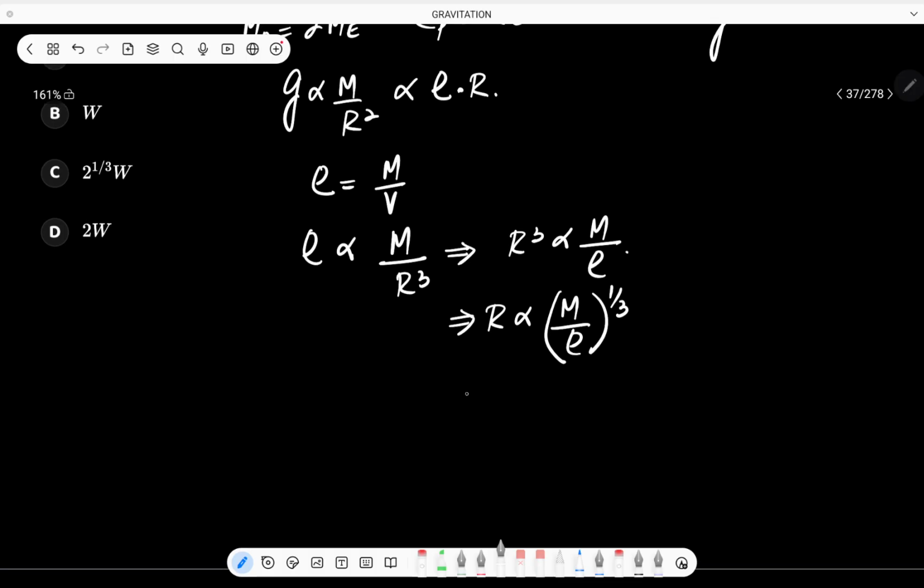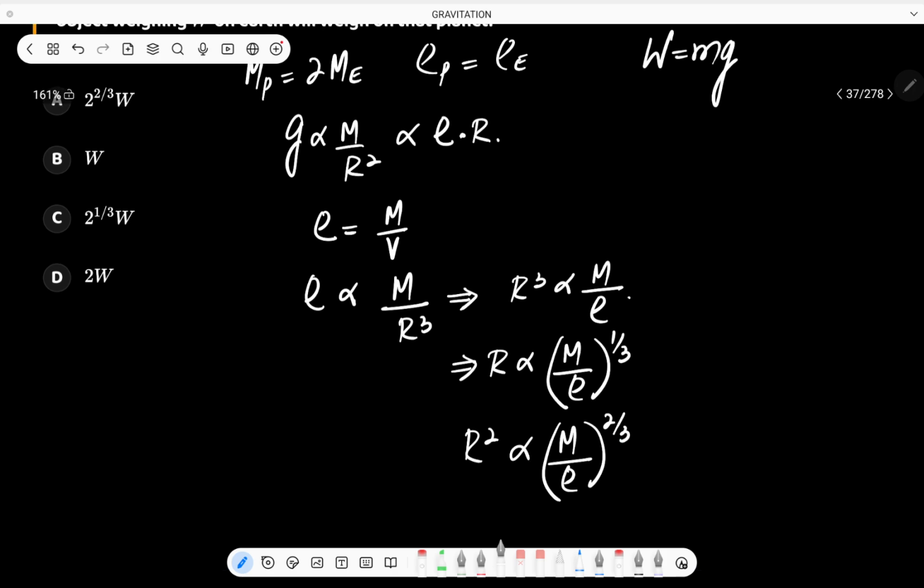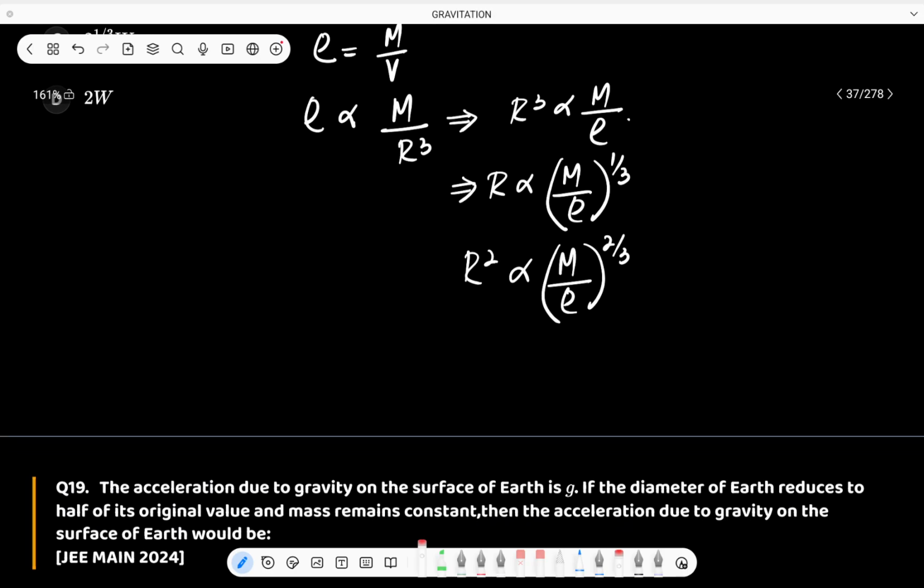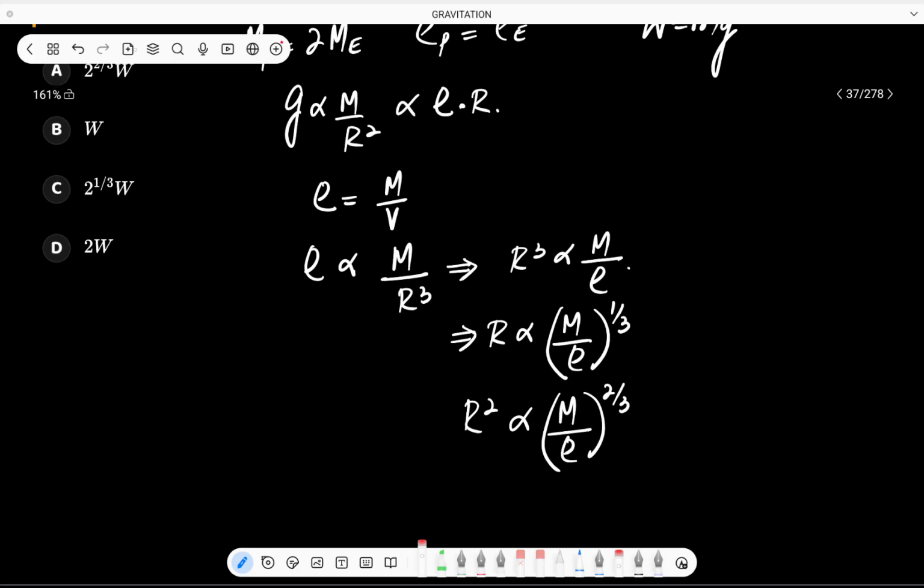So what about this r square? This r square is proportional to m by rho raised to the power 2 by 3, squaring both sides. Now I will do one thing, that is put this r square in this very equation, that g is proportional to m by r square. The r will disappear. The equation will be in terms of mass and density, which I actually want. So that means what I am going to write down here is this.